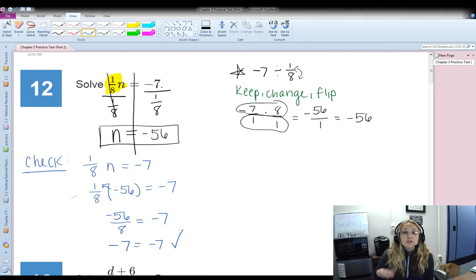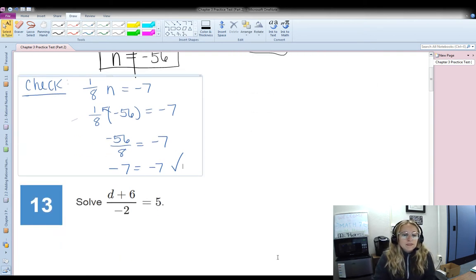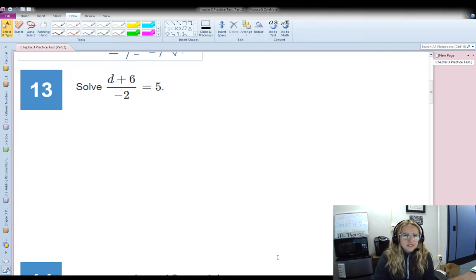Now I want you to reflect on what mistake did you make? Where did you go wrong? Maybe you did get it right, but did you show your work in this complete manner that I just showed? That is what you are going to reflect on. All right, let's go down to number 13. Number 13 says solve d plus 6 over -2 equals 5. On your own, go ahead and complete that problem.